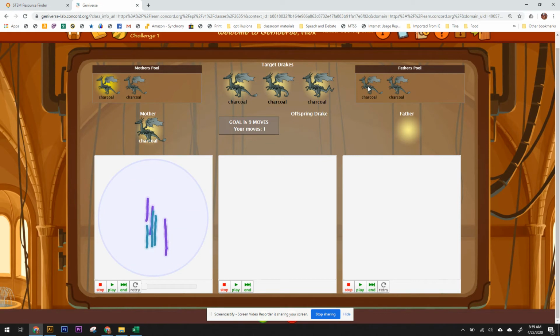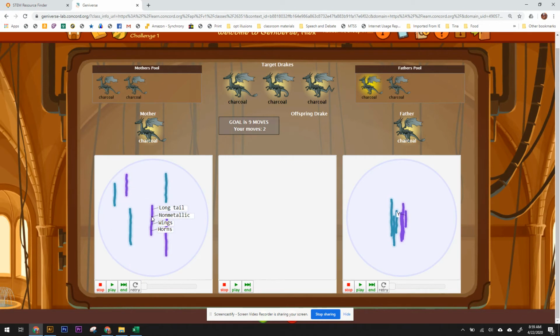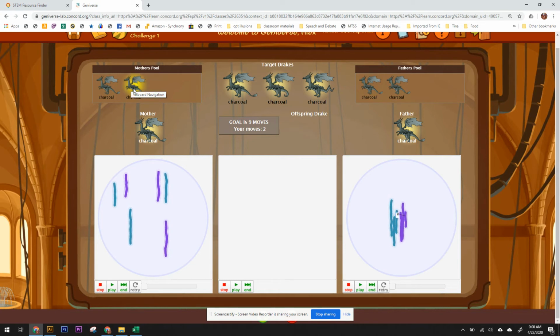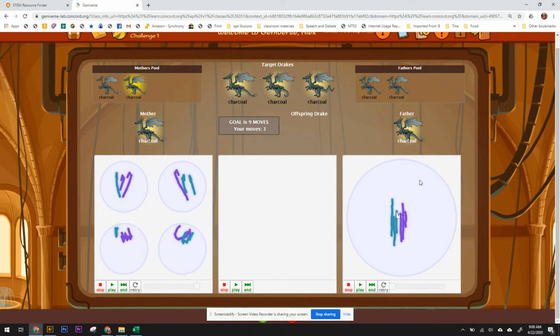We'll need to see what these parents have for their alleles. Okay, so there's the chromosome with the trait we're looking for. This one's long tail, long tail. If we use this mother, the only thing this mother can give to her offspring is long tail. That's not going to work because we can't make a kinked tail drake if it has a long tail allele in its genotype. So that mother's not going to work. Luckily, that didn't use up one of my moves. Okay, that must mean that this other mother has the allele, otherwise it would be impossible.